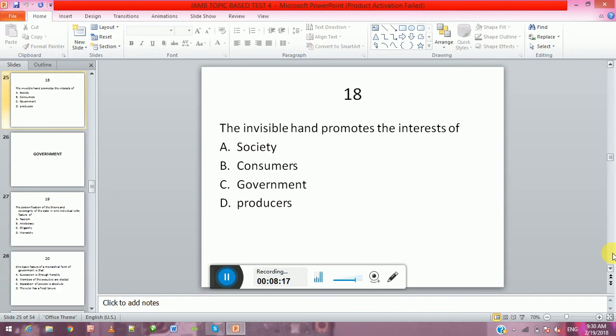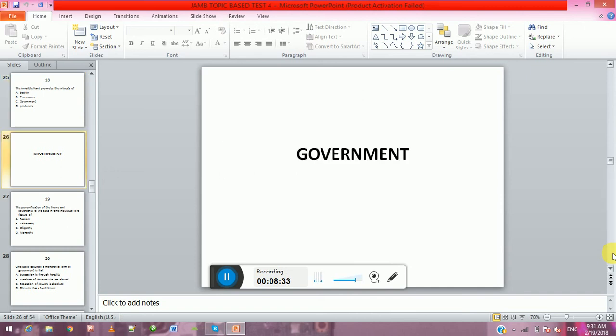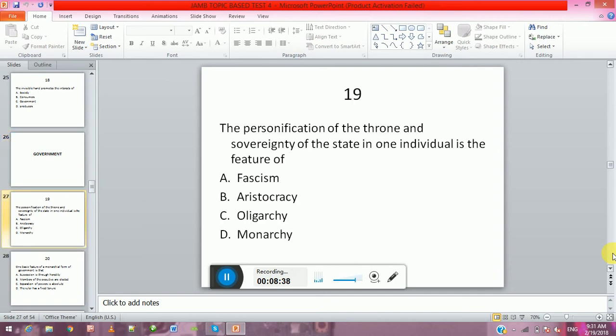The invisible hand promotes the interests of A. Society. B. Consumers. C. Government. D. Producers. Government. The personification of the throne and sovereignty of the state in one individual is the feature of A. Fascism, B. Aristocracy, C. Oligarchy, D. Monarchy.